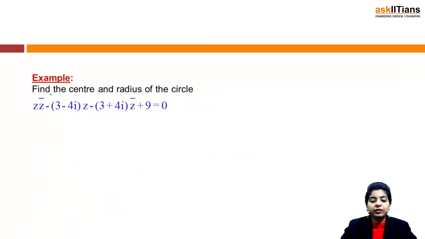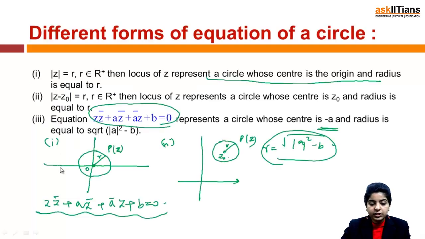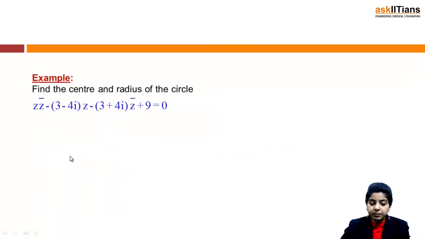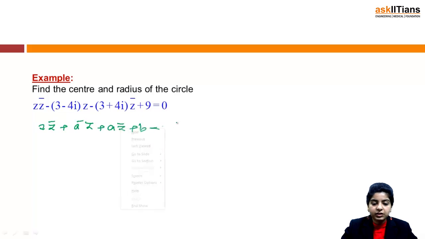So we have an example based on this which says: find the center and radius of the circle z z̄ - (3 - 4i)z - (3 + 4i)z̄ + 9 = 0. First of all I tried to reduce it to the standard form, which was z z̄ + a z̄ + ā z + b = 0. So I have z z̄ + ā z + a z̄ + b = 0. This is our standard form.